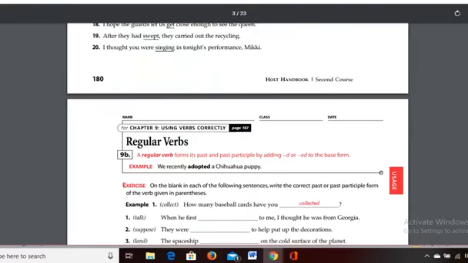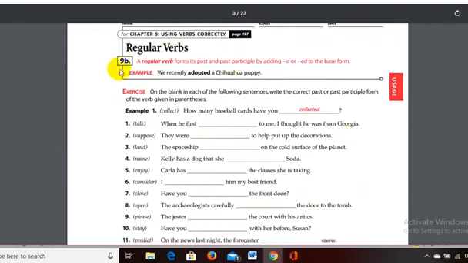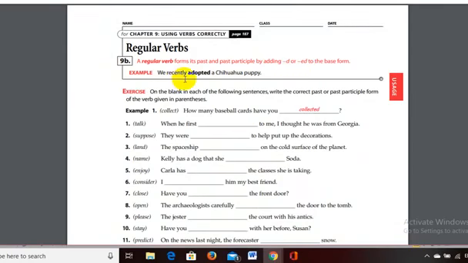So now we're going to talk about regular verbs. Okay, so here it says a regular verb forms its past and past participle by adding d or ed to the base form. Example, we recently adopted a Chihuahua puppy. Okay, the base form is adopt, right? And they added ed to make it into the past, right? So let's take a look at the rest. Here in the example, we have the verb collect.